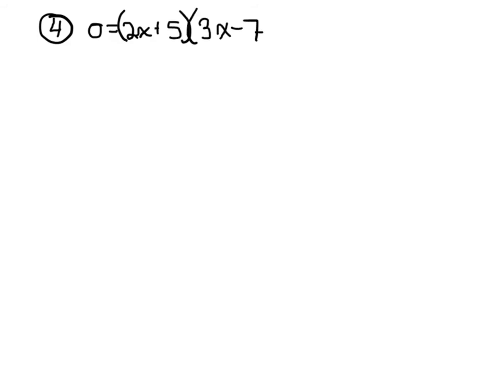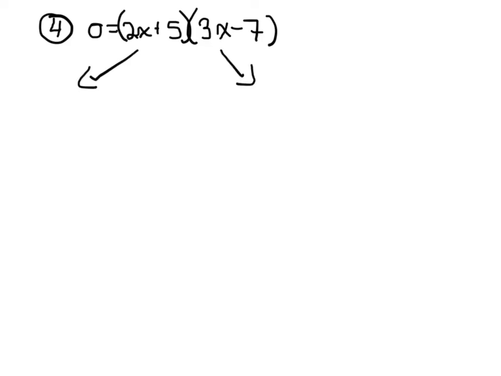All right, the fourth one is 0 equals (2x plus 5)(3x minus 7). This one tends to throw students off because it's already in factored form and it's set to 0. Please do not expand and simplify and then factor again or use the quadratic formula. It is already in factored form and y is equal to 0, so we just solve directly.